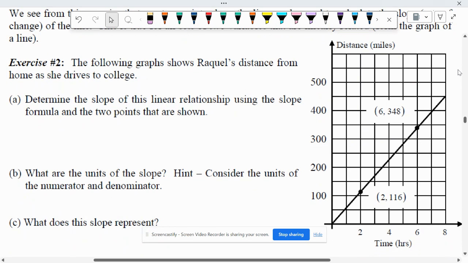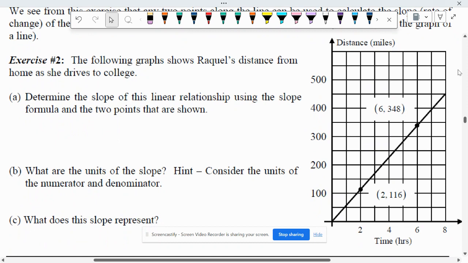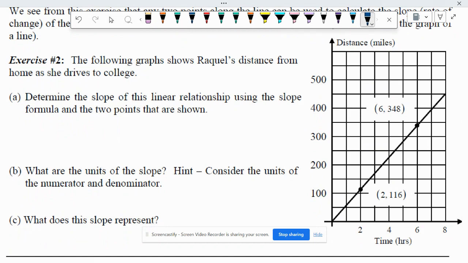So it says the graph shows Raquel's distance from home as she drives. So notice that the x-axis is in time, and the y-axis is distance. Time in hours, distance in miles. And remember, we always put y over x. That's why it becomes miles per hour when we calculate it.